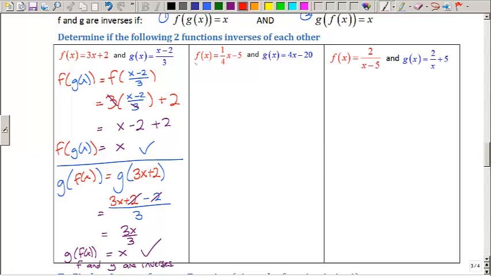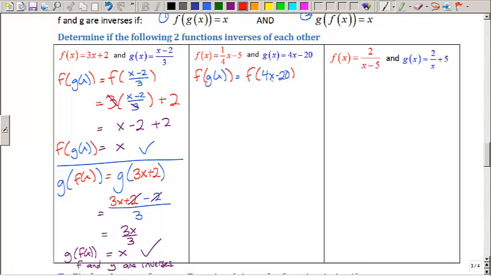Take a look at the next function. I have f of x equals 1/4 x minus 5 and g of x equals 4x minus 20. And I'm asking myself the same question. Are these functions inverses or not? So I'm going to find f of g of x, which is the first condition, which is f of the expression 4x minus 20. I'm taking out g of x and replacing it with its expression.